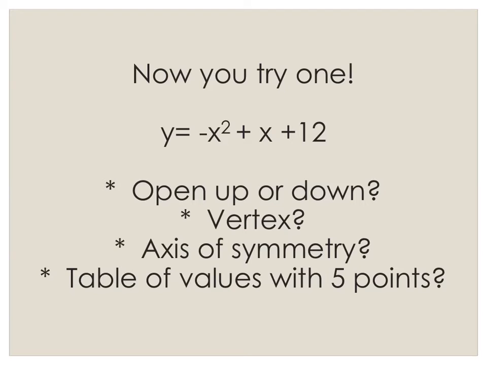Okay, first question. Does this parabola open up or down? Because a is equal to negative 1, it opens down. What is the vertex? To find the vertex, we want to do negative b over 2a to get the x value.